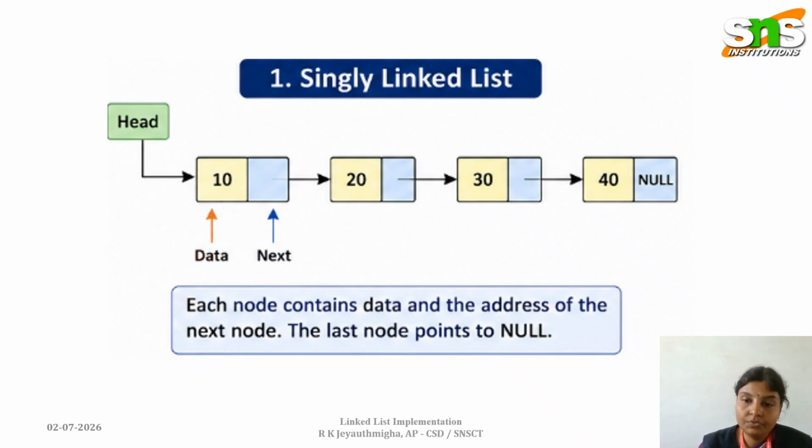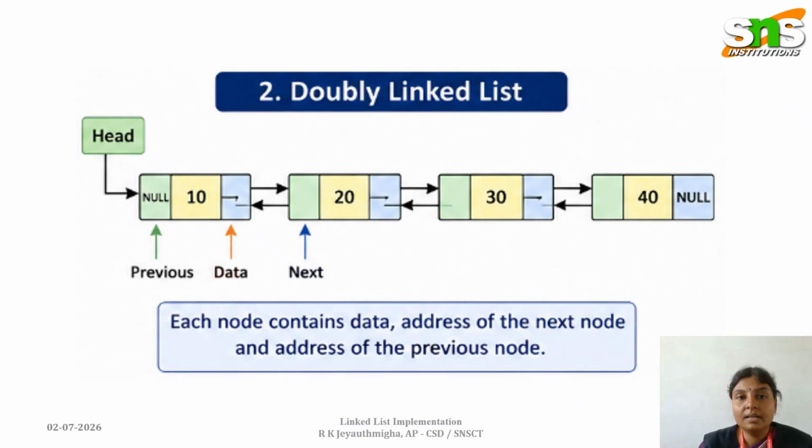We have three types of list: singly linked list, doubly linked list, and circular linked list. In a singly linked list, each node contains data and the address of the next node. The last node points to null. In a doubly linked list, each node contains data, the address of the next node, and the address of the previous node.